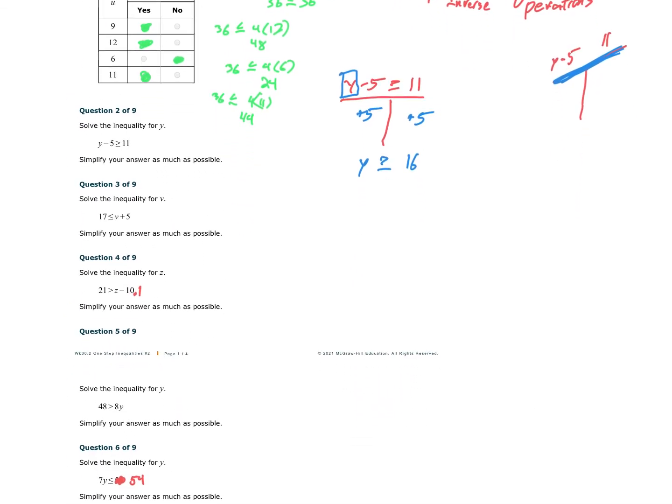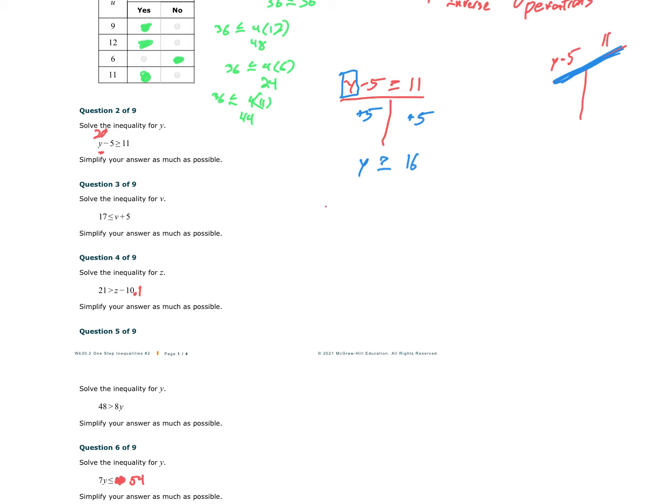Okay, so y is greater than or equal to 16. We could plug any number in for y at the beginning here that is greater than or equal to 16, and it'll work. If I plug in 20, 20 minus 5 is 15. 15 is obviously greater than or equal to 11.